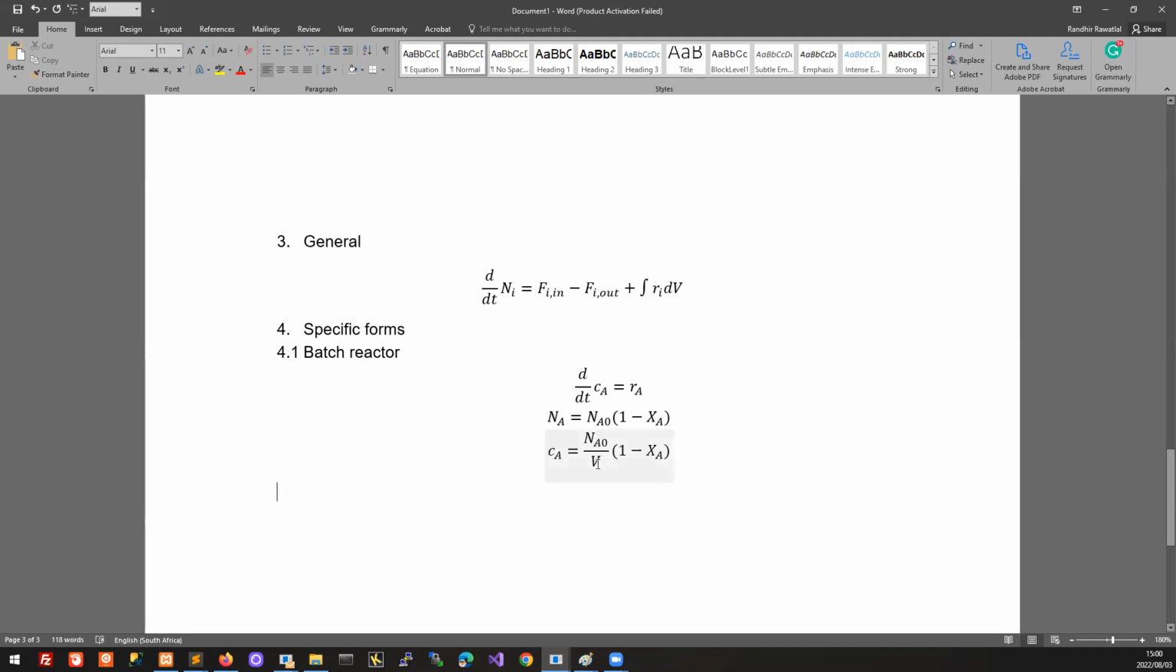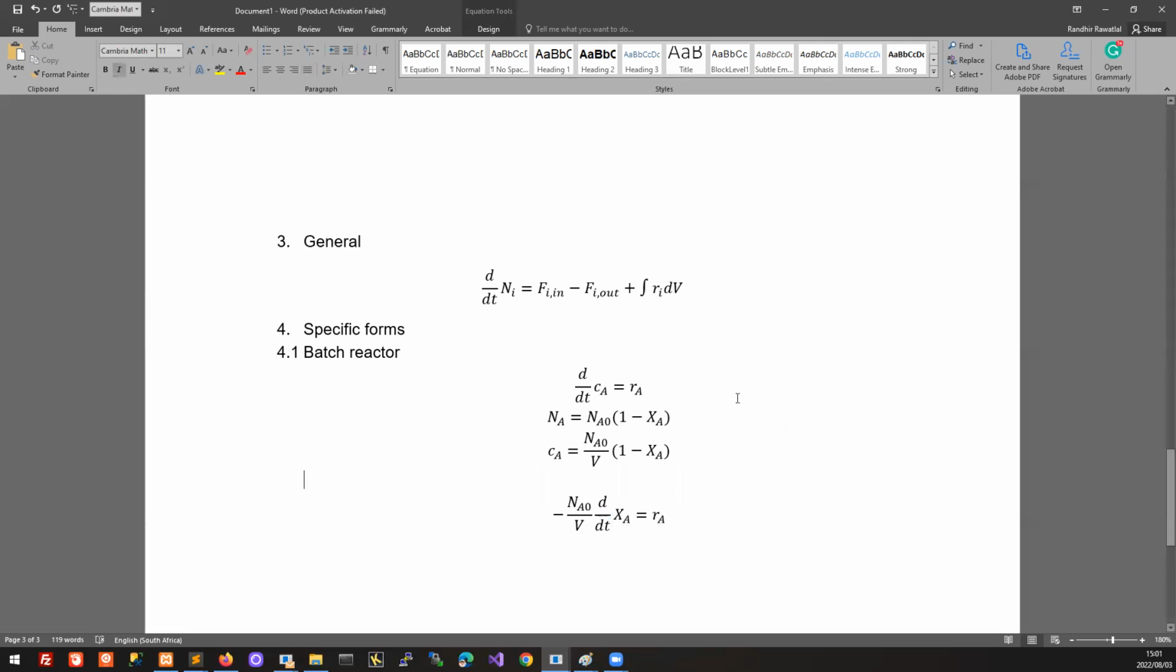And N_A0 and V are constant. Then the derivative of 1 is 0, and then you've got a minus here. So we can rewrite this side as minus N_A0 over V, d X_A over dt. So it looks like that.